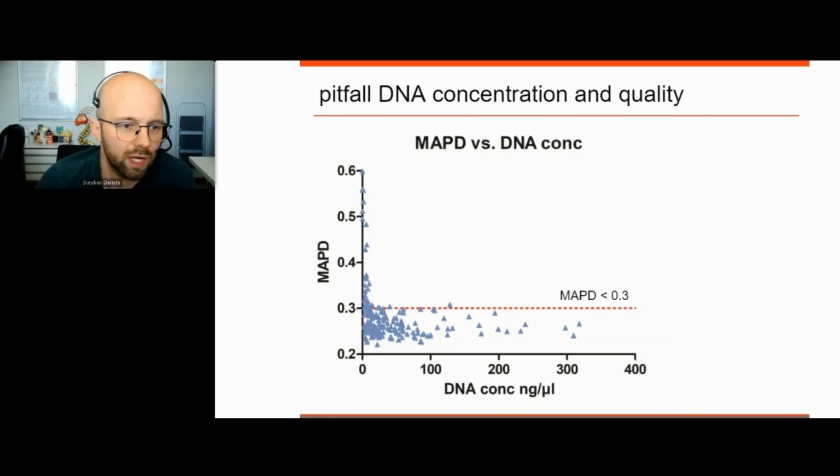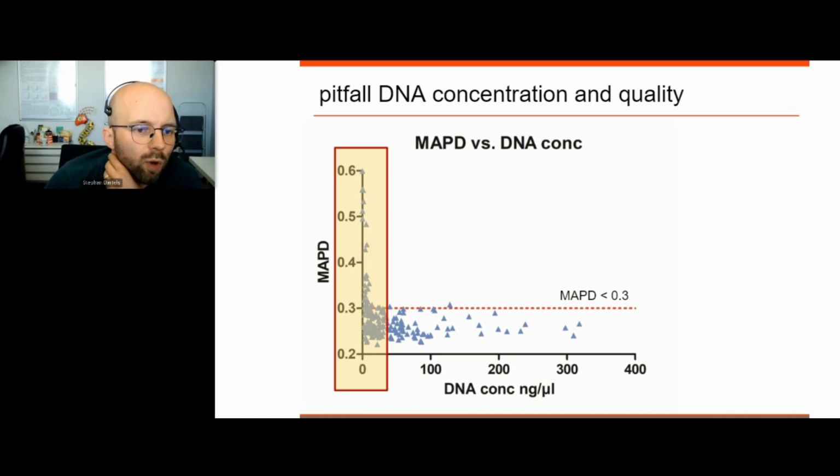Okay, and then the data analysis. I want to show you some slides about a few pitfalls. The first pitfall in the assay is the DNA concentration. The protocol requires 80 nanogram of FFPE DNA. You know for sure that sometimes you don't have 80 nanogram of DNA.